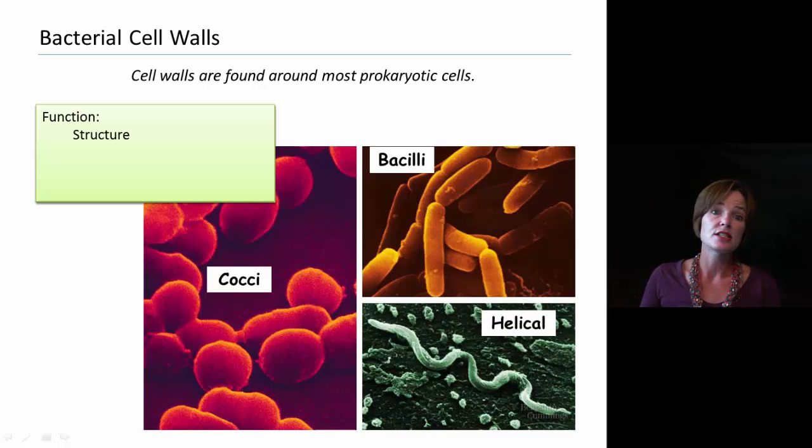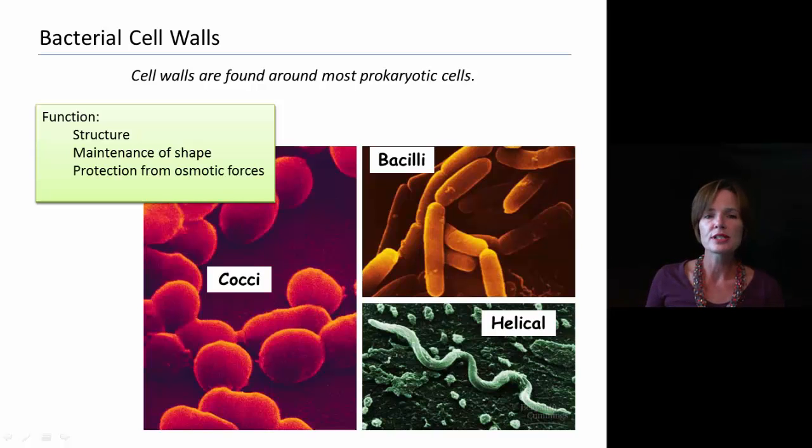And one of those is structure. Again, it's on the outside, it's rigid, it's going to help to maintain the shape of the cell. Another thing is that it's going to help protect from osmotic forces. Now, what we mean by osmotic forces is that if we have a flow of water in or we have a flow of water out, it's going to help that cell not to swell up too much so that it would burst. So it'll prevent that bursting or rupturing from happening.